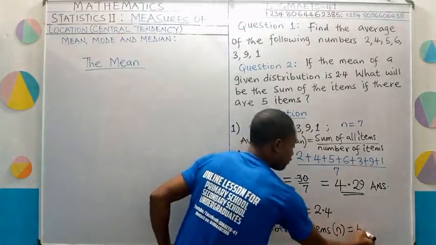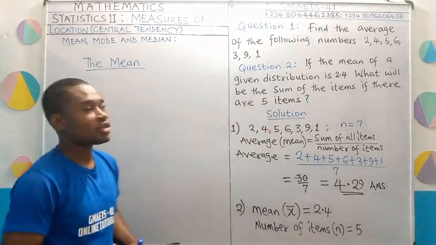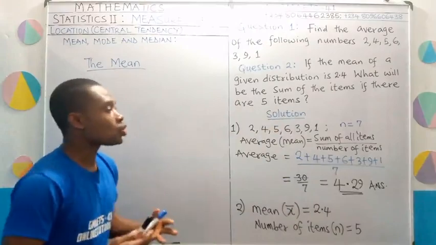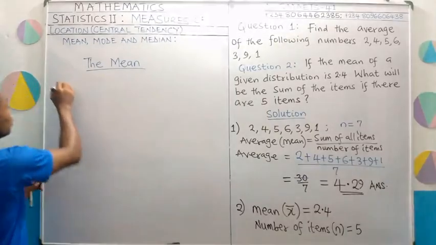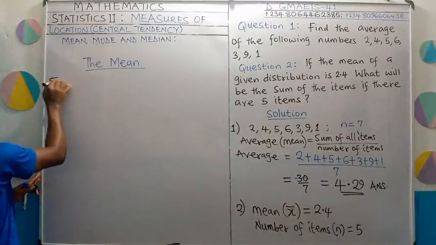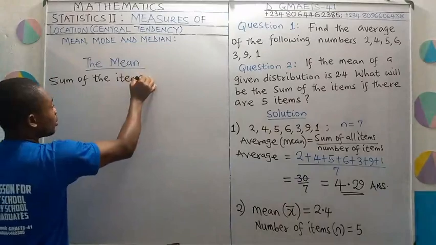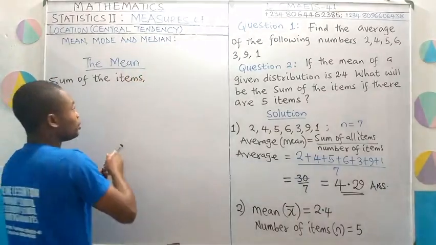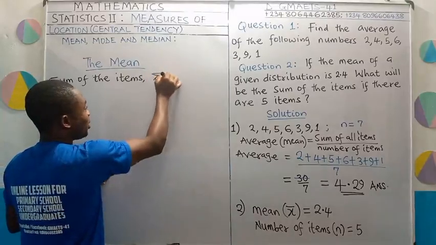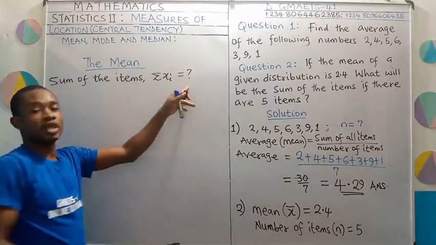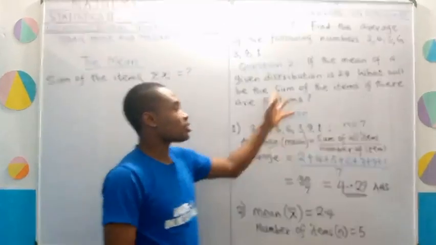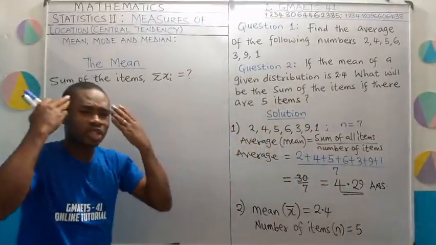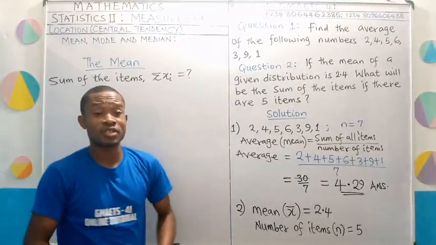Is equal to 5. And the question now asks, what will be the sum of the items? So we don't know. We can say sum of the items. And you know, I told you we use summation xi if you like. We don't know it. We are asked to find the sum of the items in that distribution, and we were not given the distribution.